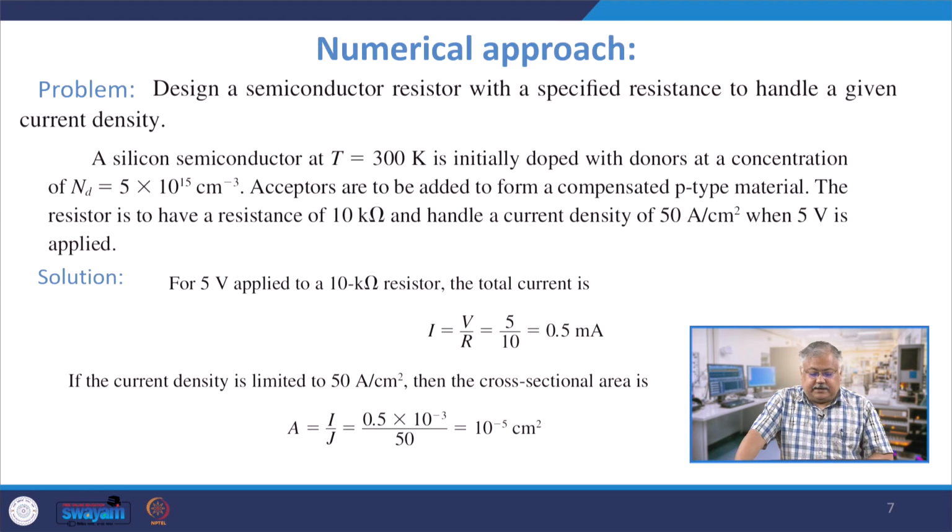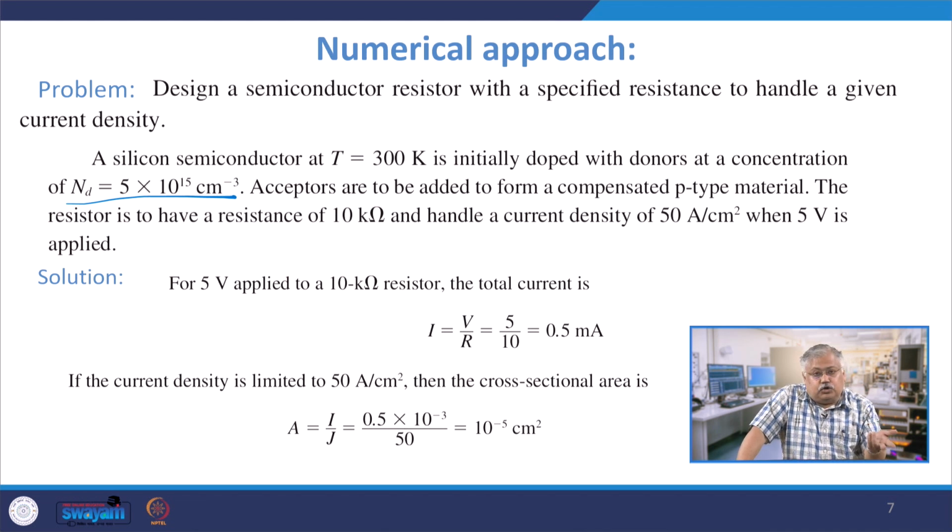Okay. So, let us take up a numerical approach to do that. We are told to design a semiconductor resistor with a specific resistance and to handle a particular current density. What is given is a silicon semiconductor at T equals 300 Kelvin, initially doped with donors at a concentration of 5 into 10 to the power 15 per centimeter cube. So, initially you have a silicon slab, and you dope it with this donor concentration.